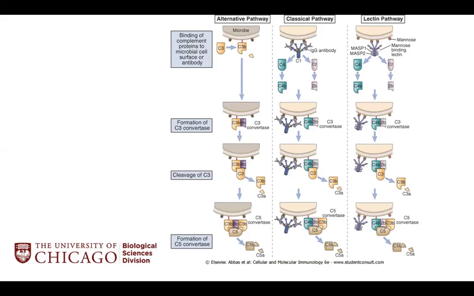So here is a schematic of the alternative, classical, and lectin pathway. But as you can see, you have a major difference in how it starts, but then ultimately you're going to get a C3 convertase, even though it may be different, and that is going to cause cleavage of C3, which will lead to formation of a C5 convertase, which will then lead to a MAC complex being made to poke holes in the outside of the cell.